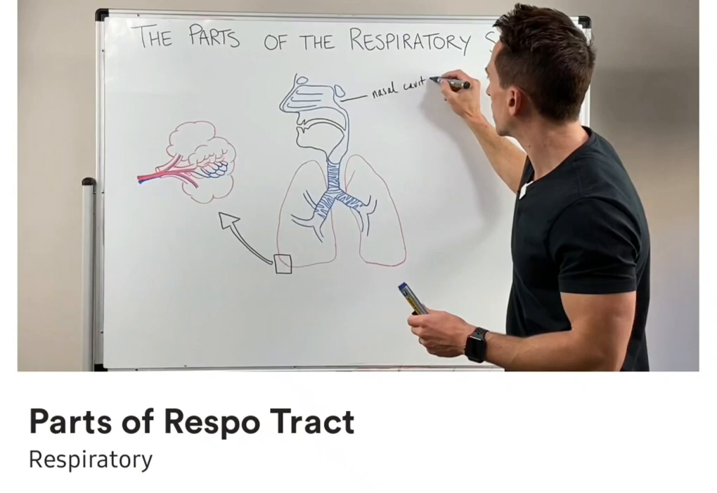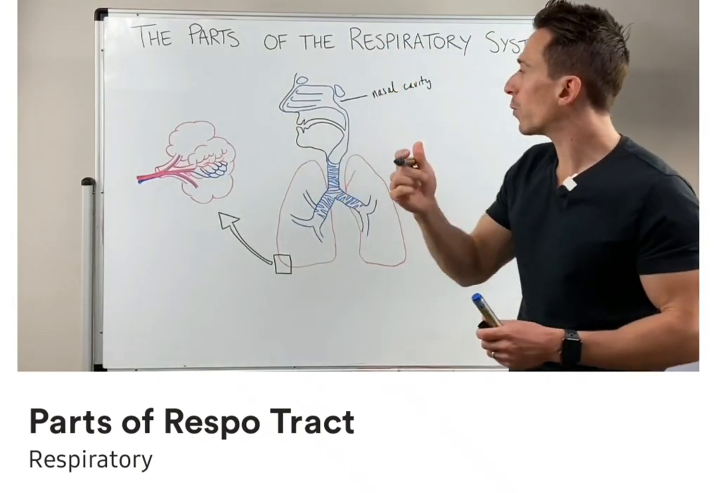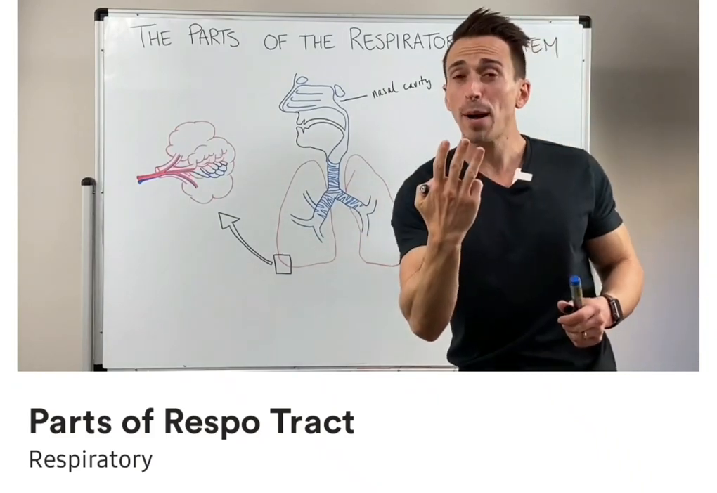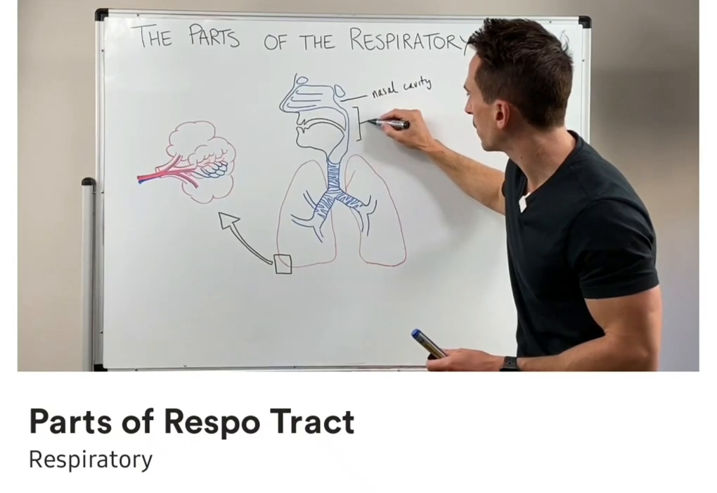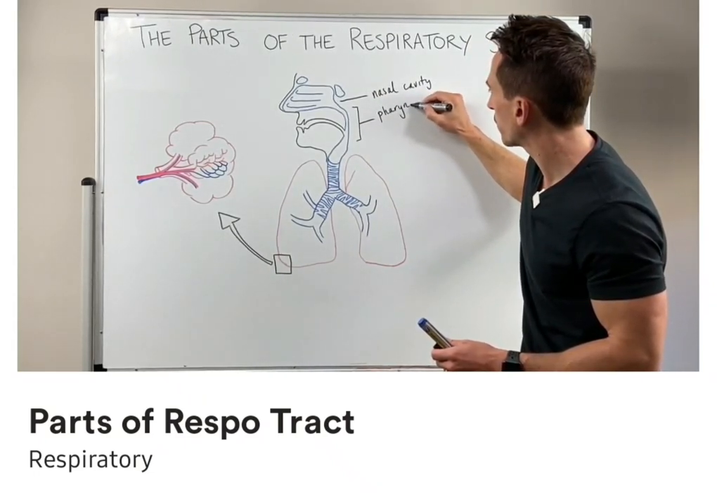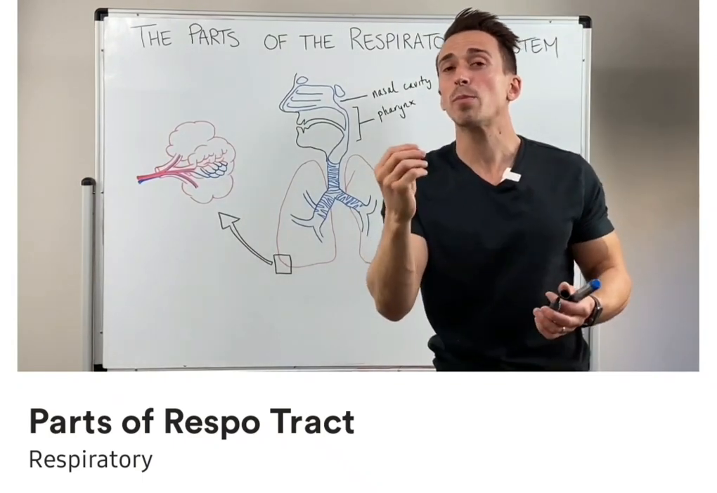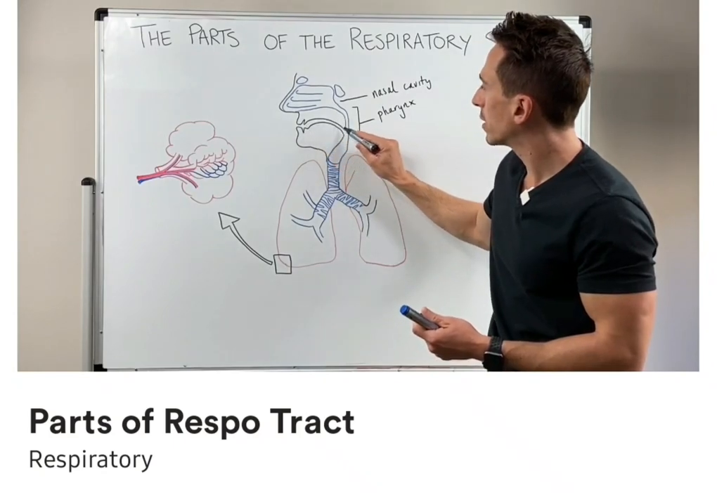Now, once it enters the nasal cavity, it moves to the back of the throat, and that area we call the pharynx. And there's actually three parts to the pharynx. So I'm going to highlight this entire area here as the pharynx. Now, sometimes we can inspire air through the mouth, and so obviously that's going to go through the oral cavity.